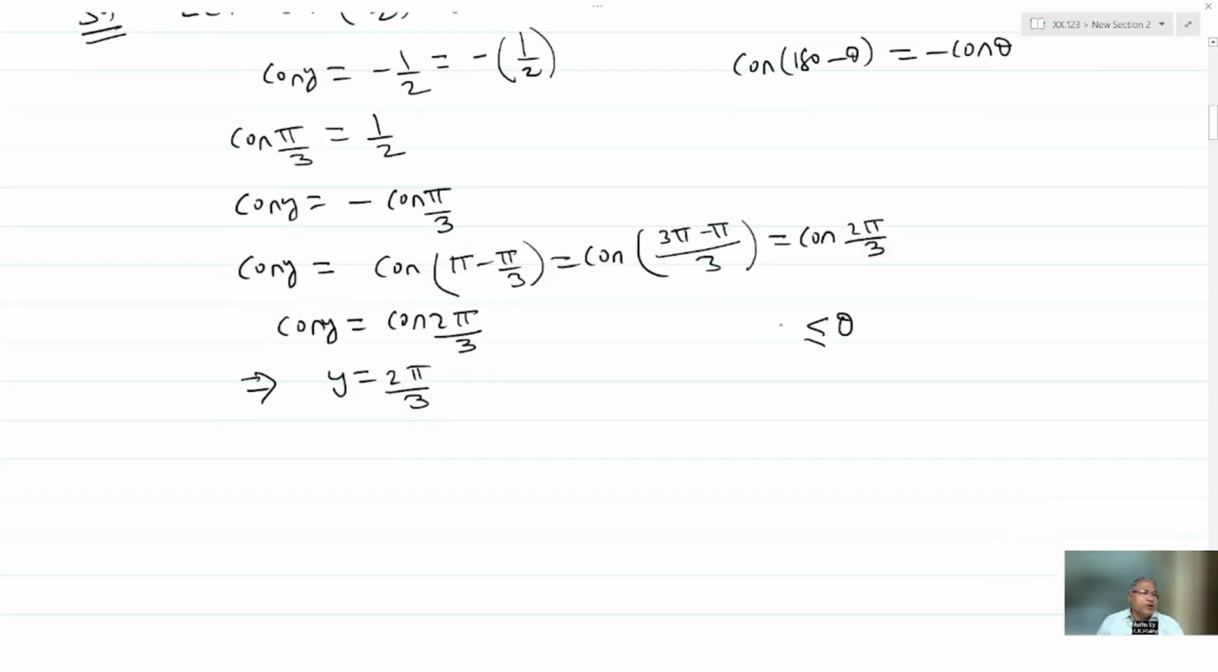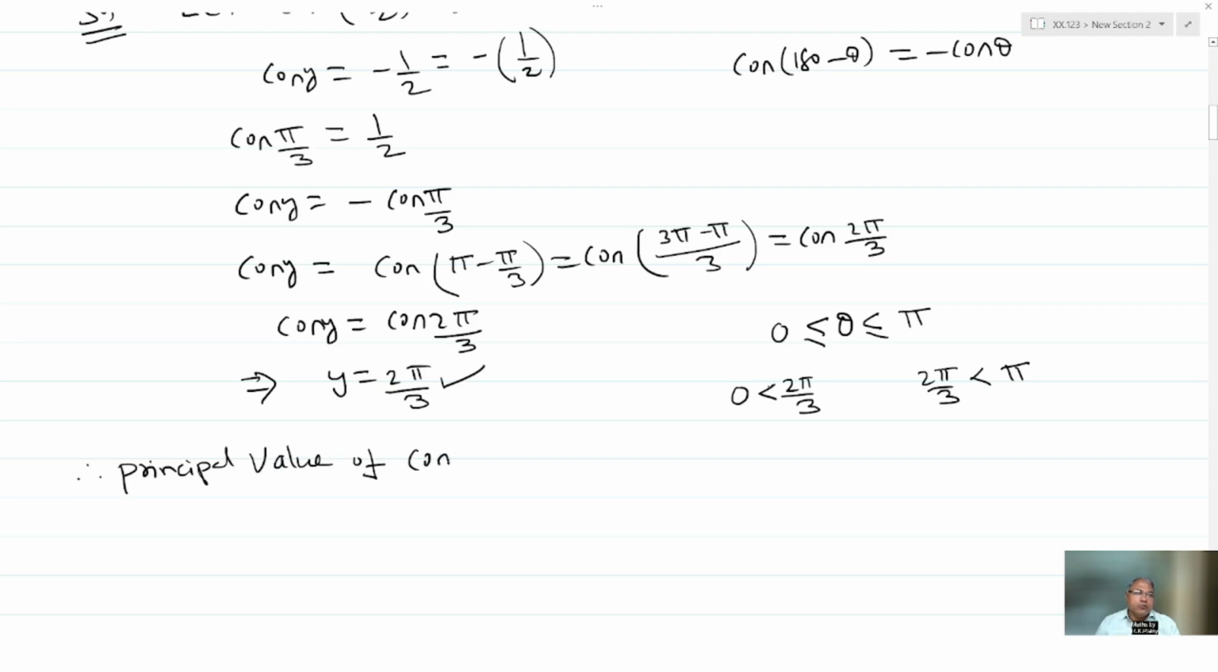Theta is greater than or equal to 0 and less than or equal to pi. And 2 pi by 3 is greater than 0 and less than pi. Therefore, y equals 2 pi by 3 we can accept as the principal value. Therefore, the principal value of cos inverse of minus 1 by 2 is 2 pi by 3.